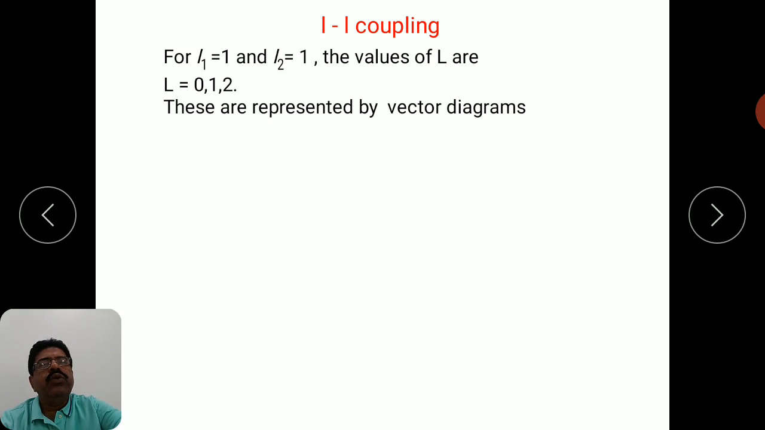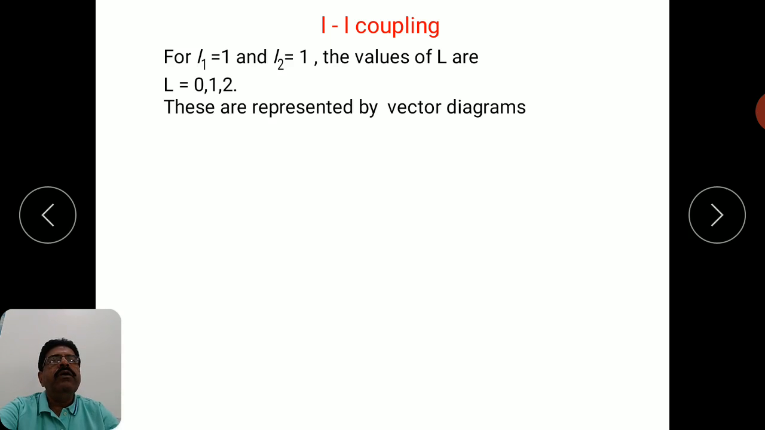Okay. So this resultant orbital momentum of an atom is possible because of a coupling that we call LL coupling. LL means the orbital momentum of the first electron interacts with the orbital momentum of the second electron, so that you can consider in a vector manner, by vector addition.